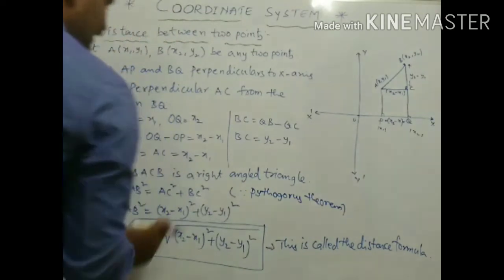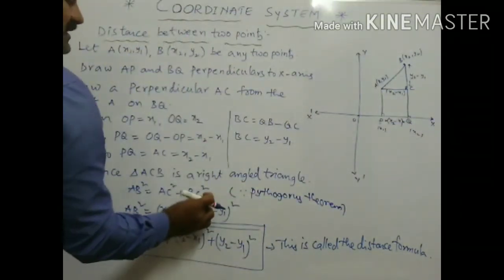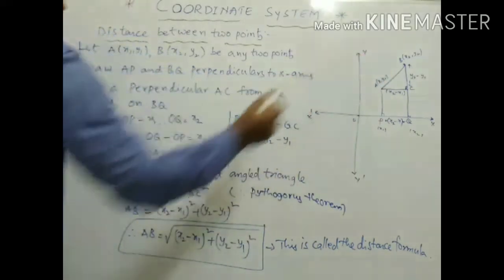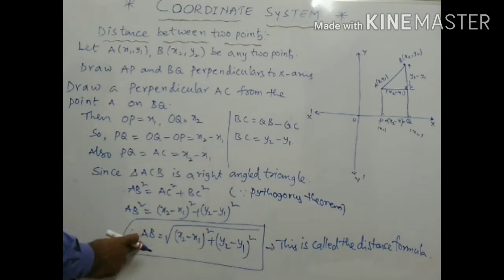So AC is nothing but x2 minus x1 whole square, plus BC is nothing but y2 minus y1 whole square. And from this I just want to know what AB is. Therefore AB is equal to the square root of (x2 minus x1) whole square plus (y2 minus y1) whole square, which is known as the formula to find the distance between the 2 points when A is (x1, y1) and B is (x2, y2).